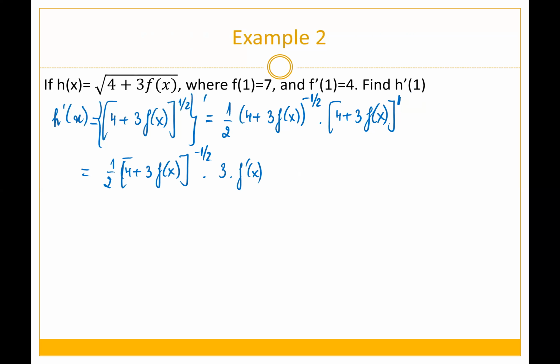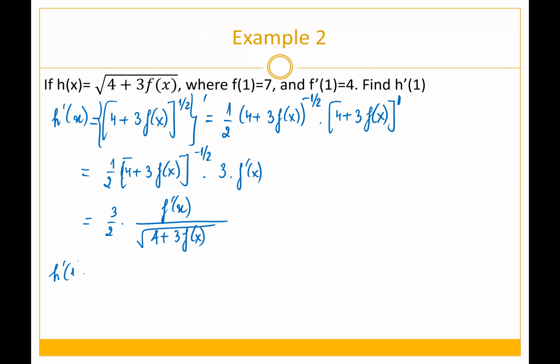Because the derivative of 4 is 0. And if you have a constant multiplying a function, when you take the derivative, take the constant out and multiply by the derivative of that function. Now what we have is 3/2 multiplied by (4 + 3f(x))^(-1/2), because it's to the power of negative half. And then you have f prime of x.